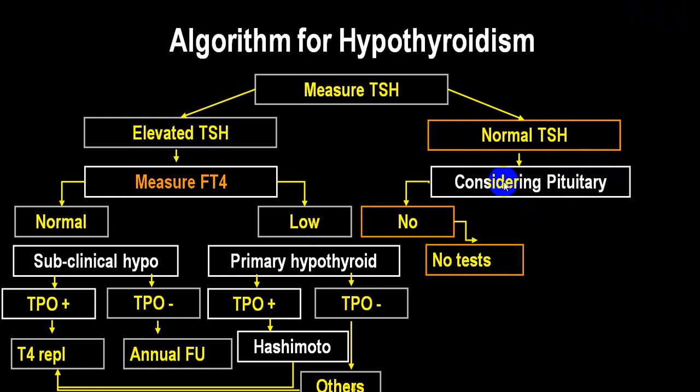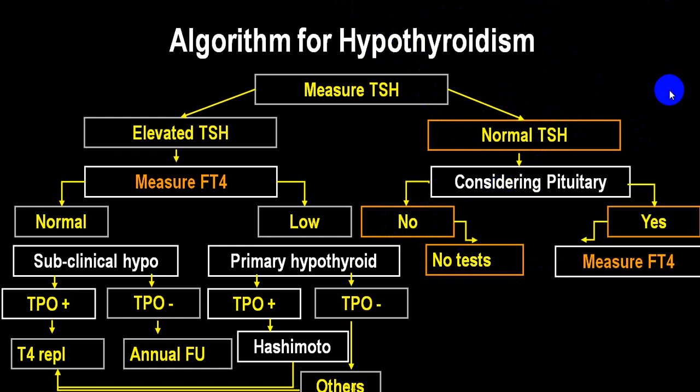If clinically normal and no symptoms or signs, then you don't require any test. If the person is not clinically hypothyroid and TSH is normal, T3 is normal, T4 is normal, with no clinical symptoms or signs of hypo, you don't require any additional test.